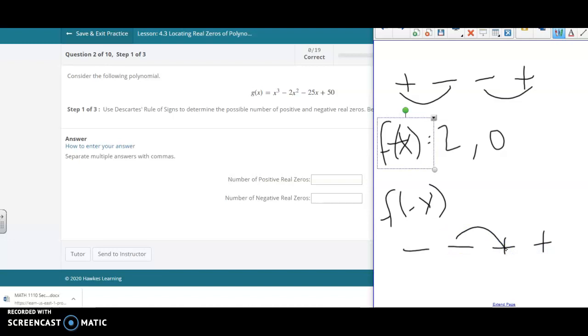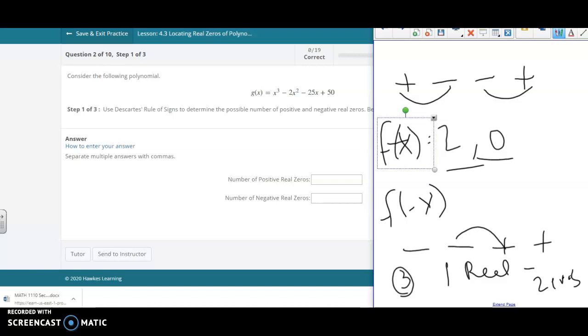So the total number of real answers in this problem is 3. 0 or 2 of them are positive real zeros, and for negative real zeros, this one is 1, so we definitely have 1 real negative zero. Okay? So we have 1 real negative, and it could be 2 real positives or 0 positives, and therefore it would be 2 imaginaries.